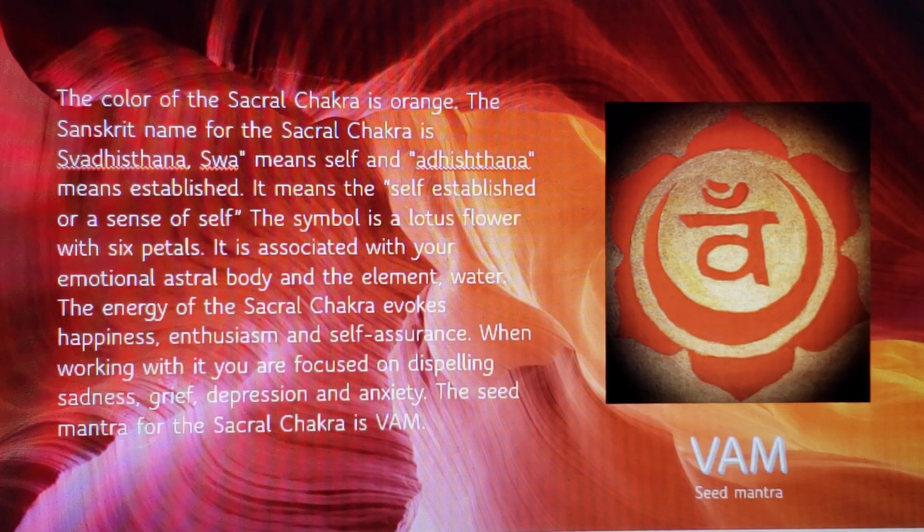So the color of the sacral chakra is orange. The Sanskrit name for the sacral chakra is Svadhisthana, Swa meaning self, and Adhisthana meaning established. It means self-established or a sense of self. The symbol is a lotus flower with 6 petals, and it's associated with your emotional astral body and the element of water. The energy of the sacral chakra evokes happiness, enthusiasm, and self-assurance. When working with it, you are focused on dispelling sadness, grief, depression, and anxiety. The seed mantra for sacral chakra is VAM, V-A-M.